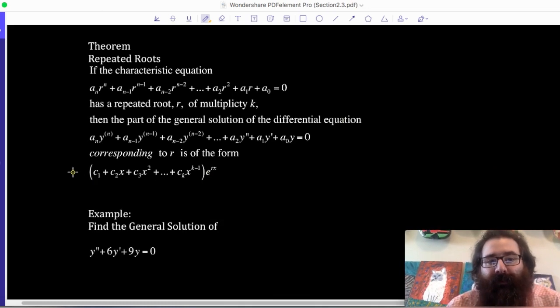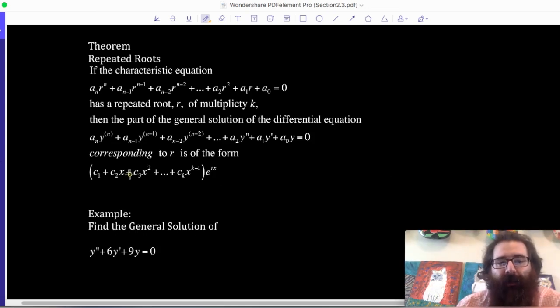So our theorem here says that if the characteristic equation, and there we have this polynomial on r of degree n, has a repeated root r of multiplicity k, then the part of the general solution of the differential equation of order n corresponding to that one specific root of multiplicity k will have this general form where we have e to the rx all the way out to the side, but then we build this polynomial in front of it.